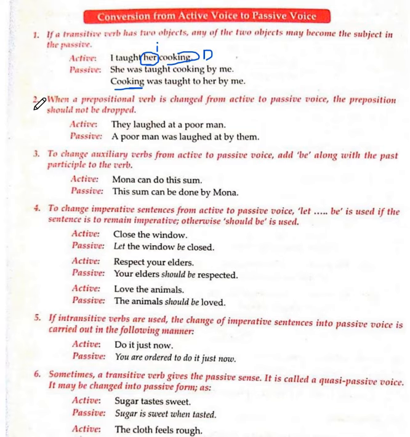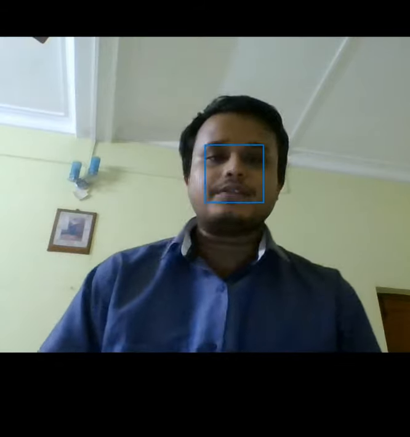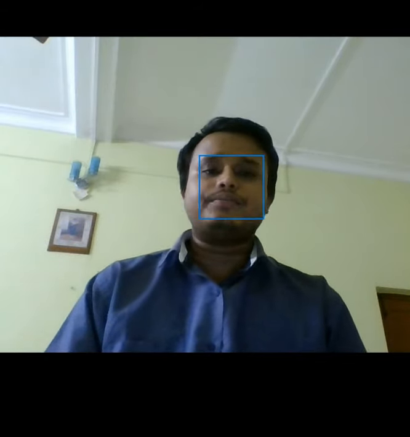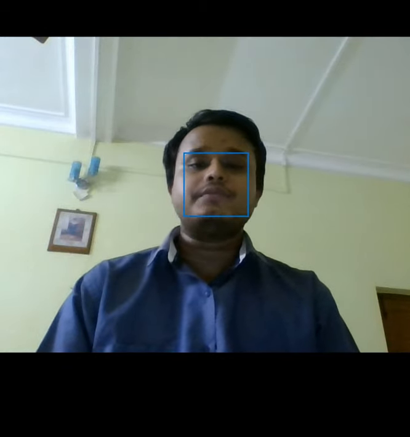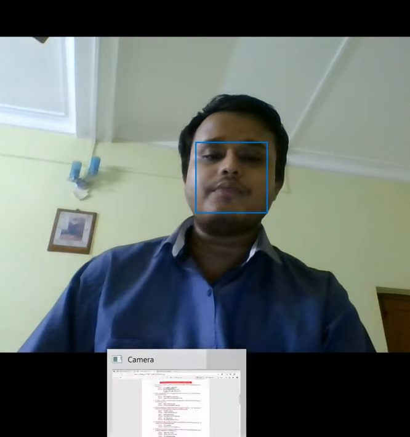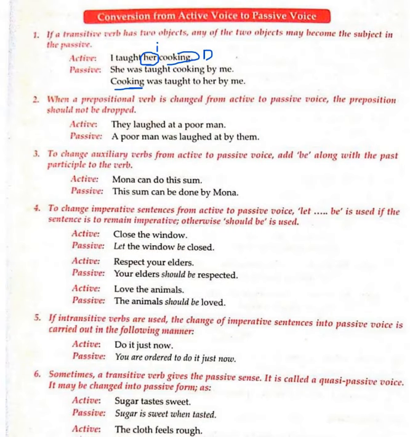Then the second one: when a prepositional verb is changed from active to passive voice, the preposition should not be dropped. You had much confusion with this in your live class. I think I gave one question where you had a phrasal verb, and all of you were just omitting this preposition. So you have to remember that when a group verb or a phrasal verb is given, when you are changing it into passive voice, that one will remain.